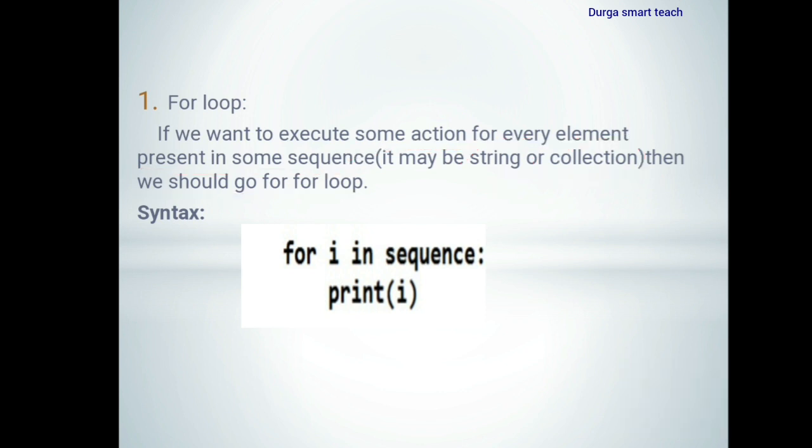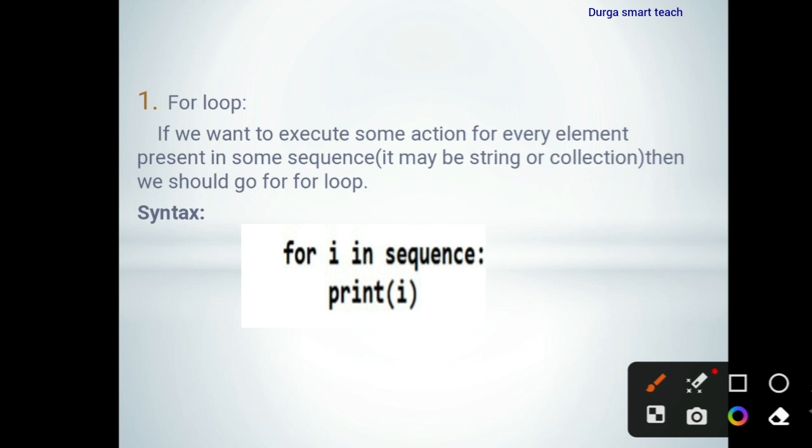So the for loop is used to execute some statements for every element present in some sequence. If the element is present in the sequence, then statements are executed. If the next element is present in the sequence, statements are executed. In this way, see the syntax of the for loop: for I in sequence.